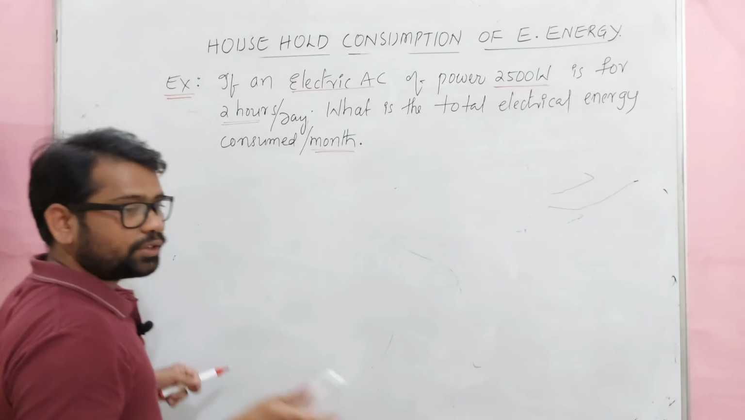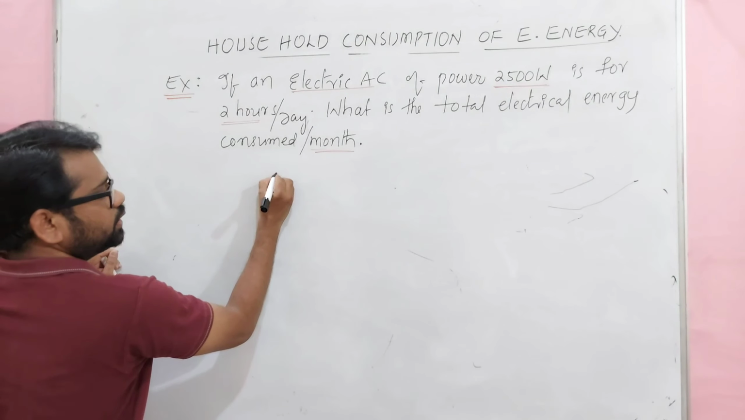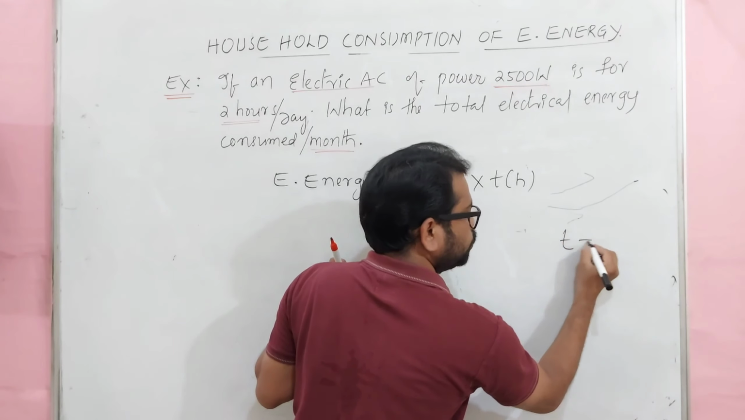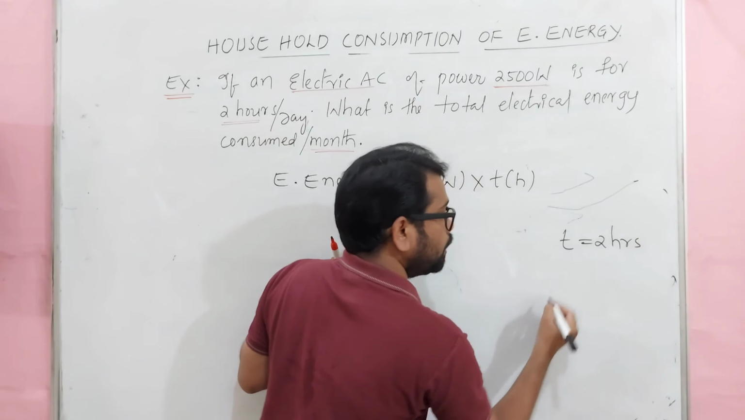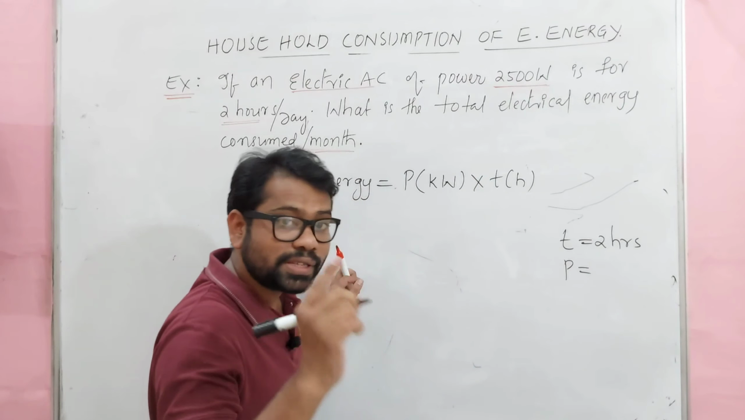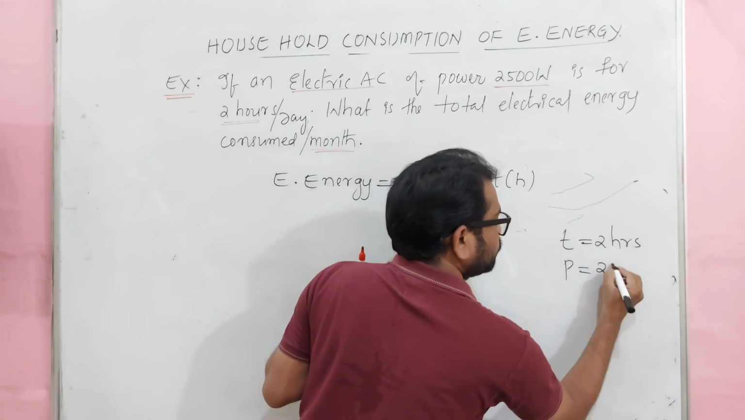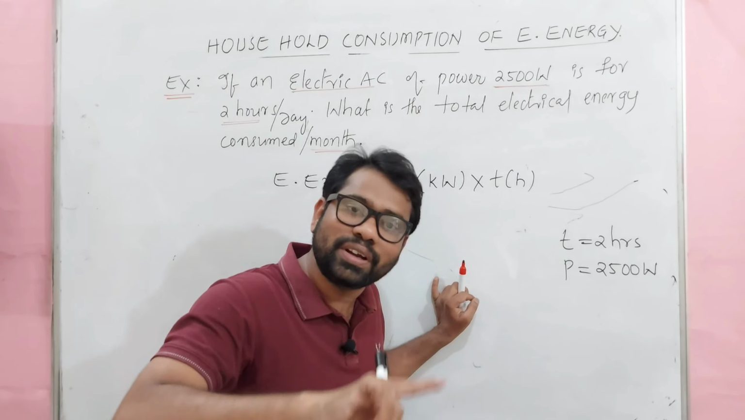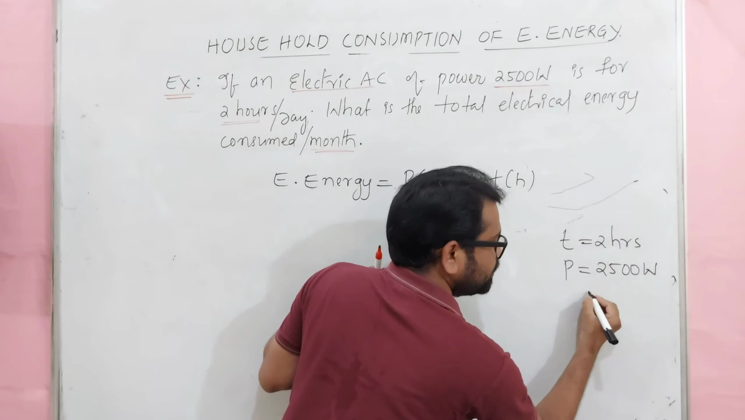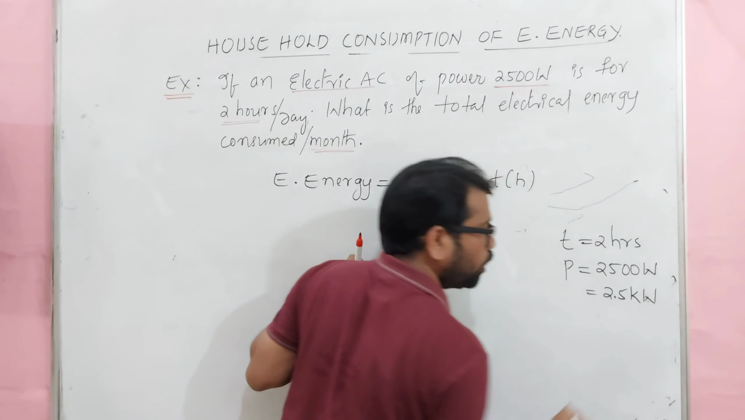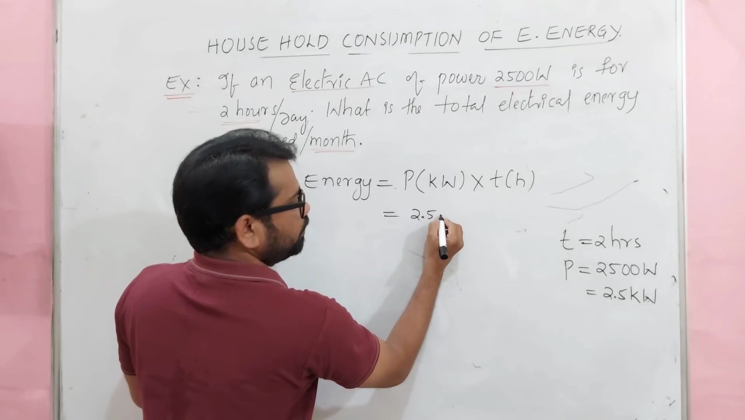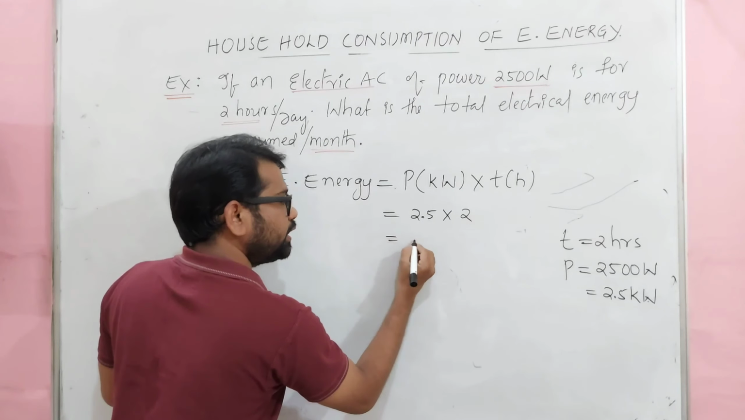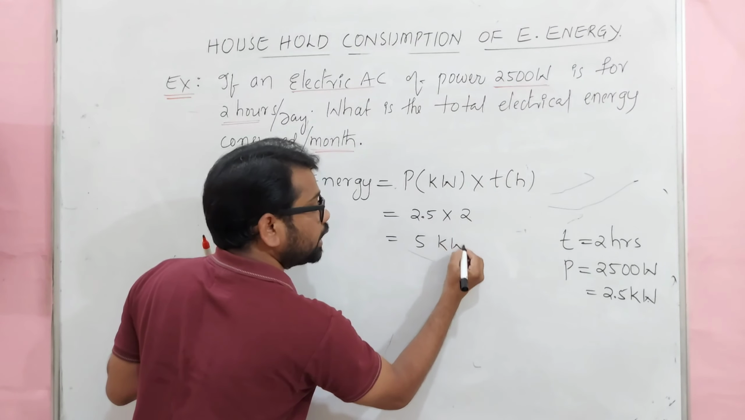Children, let us take the electrical energy formula. Here time is given as 2 hours, that is fine, no problem. But here power is given as 2500 watt. When power is given in watt, dear children, you have to convert it into kilowatt. So dividing by 1000, we get 2.5 kilowatt. Now substitute 2.5 kilowatt into time 2 hours. So this will be 5 kilowatt hour.